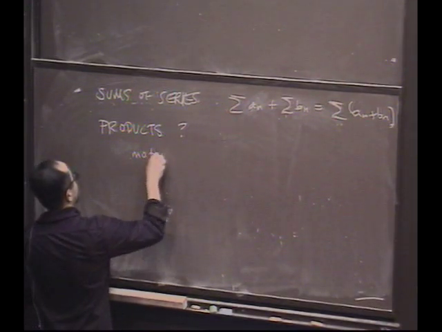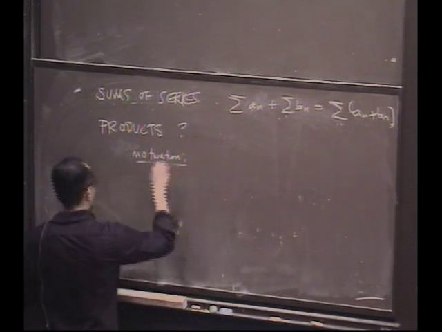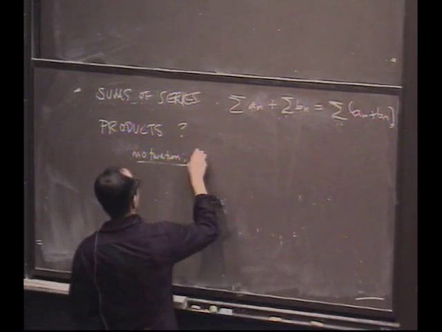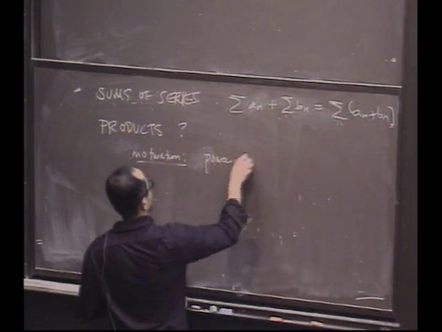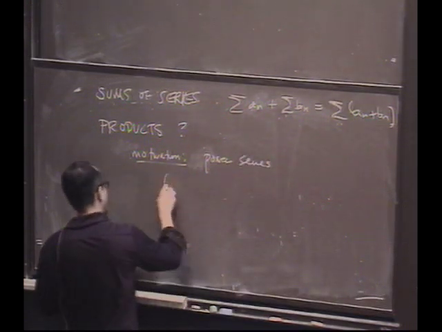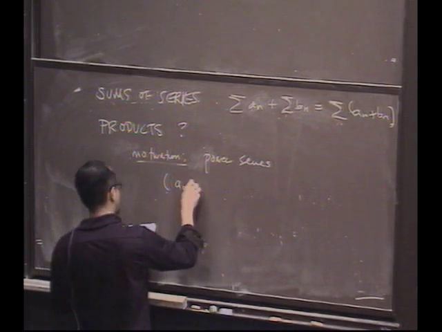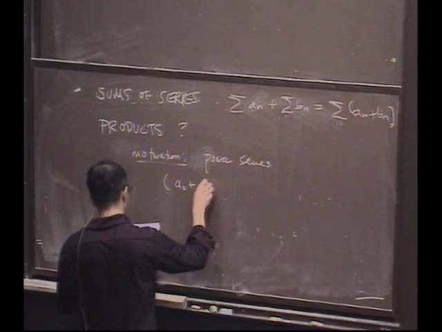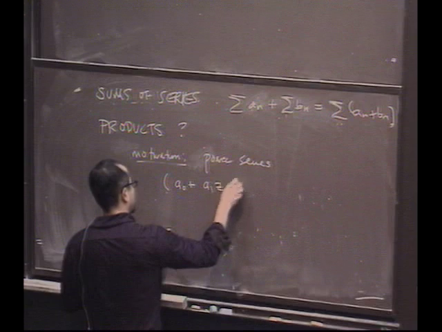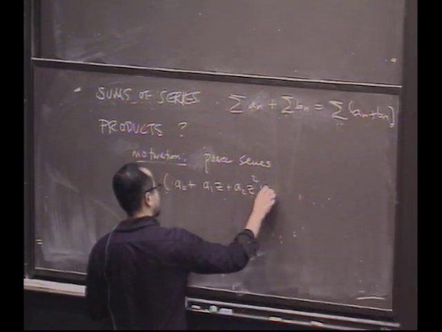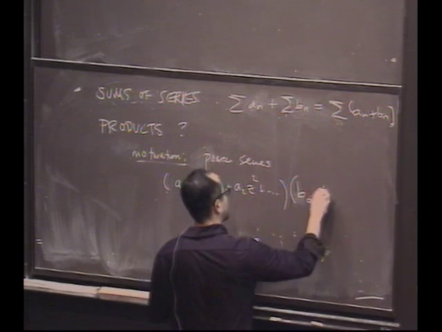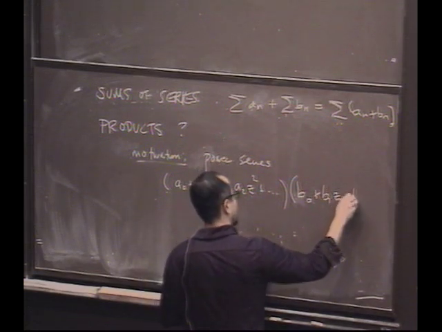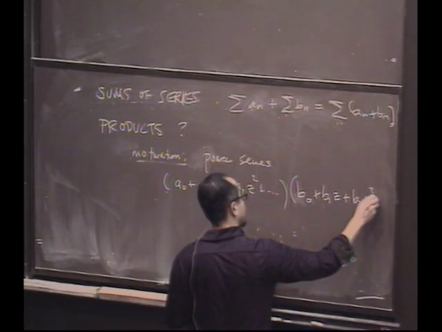So let me give you the motivation, and then you'll see where the definition comes from. The motivation actually comes from power series. So in power series, you might have a series that starts off like this, a_0 plus a_1 z plus a_2 z squared plus dot, dot, dot. And you might have a second series, b_0 plus b_1 z plus b_2 z squared, dot, dot, dot, yeah?